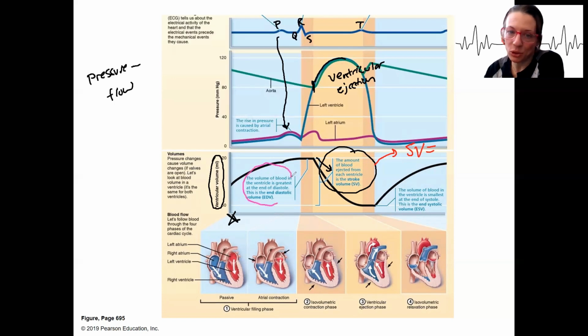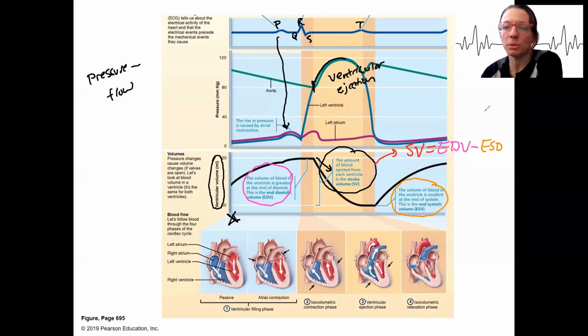So there's of course names for these too. The end diastolic volume is the amount of blood that is the maximum, what we're starting with before that contraction. So after passive filling and then atrial contraction, the ventricle is full of blood, end diastolic volume. What's left after contraction is called the end systolic volume. And that is a lot less, but it's not zero. So because it's not zero, the stroke volume is not the same as what we started with.